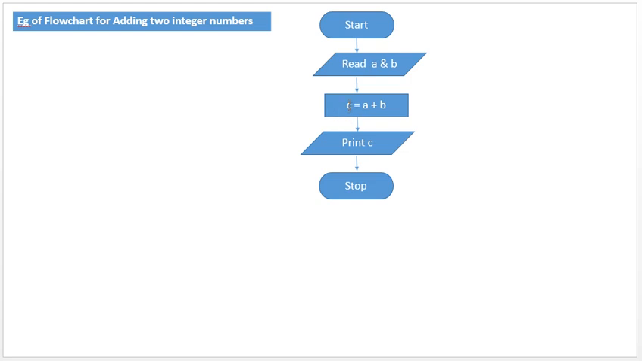Then for calculation purposes, or the processing where the actual calculation is done, the rectangle is used, that is the processing block C equal to A plus B. Whatever the A plus B addition is will be assigned to the left hand side variable by the assignment operator, that is the equal to sign. All these shapes, diagrams and symbols are logically linked with each other with the flow lines, which we call data links.